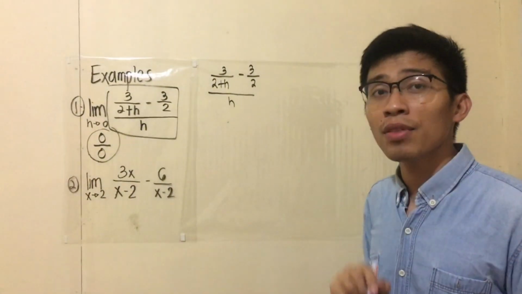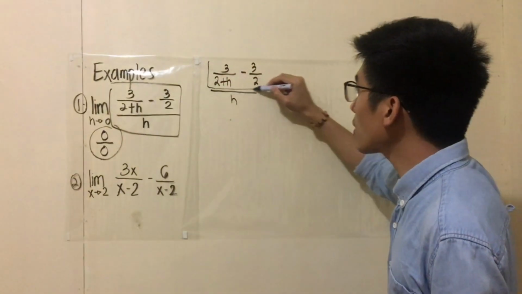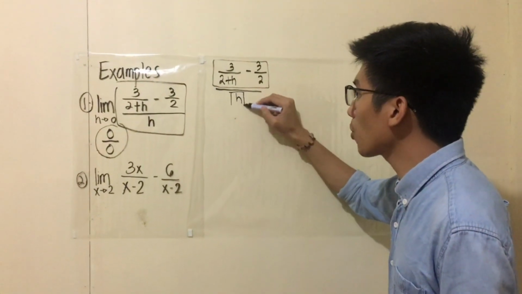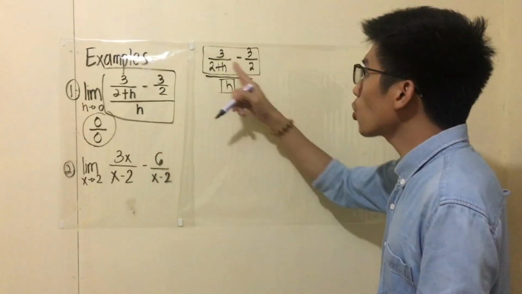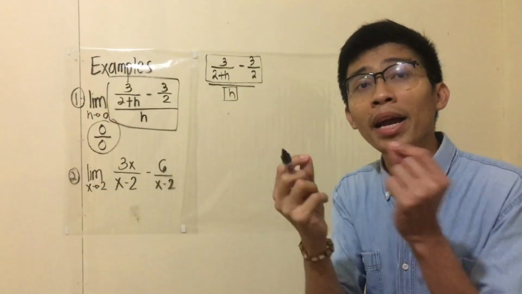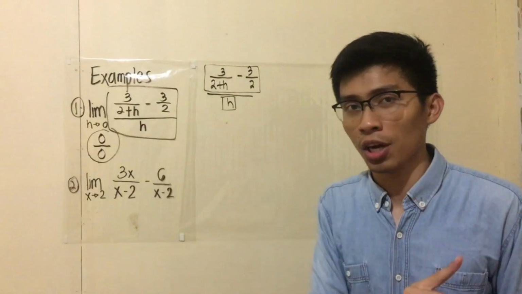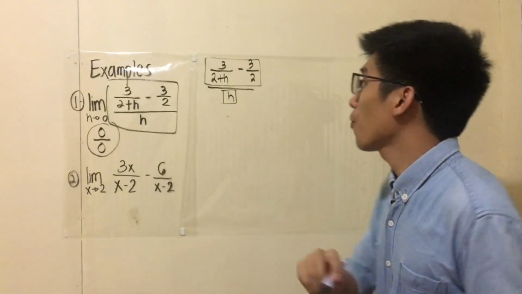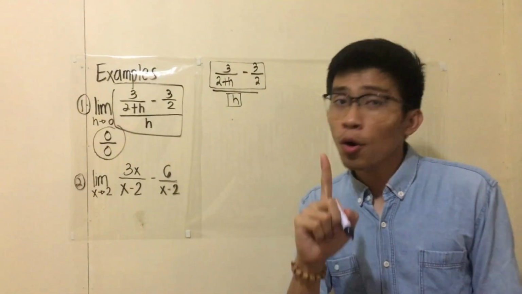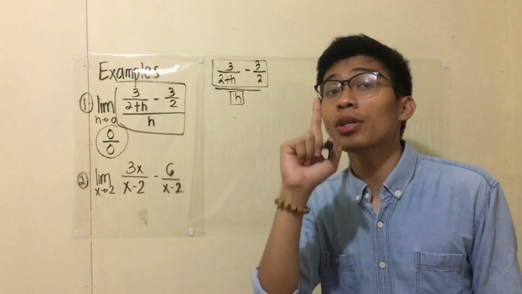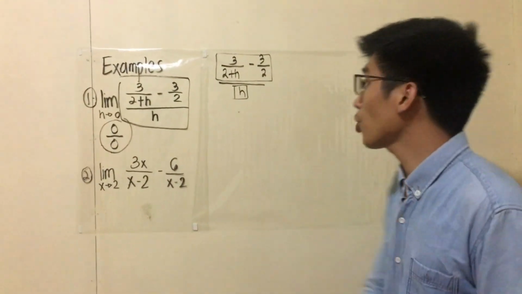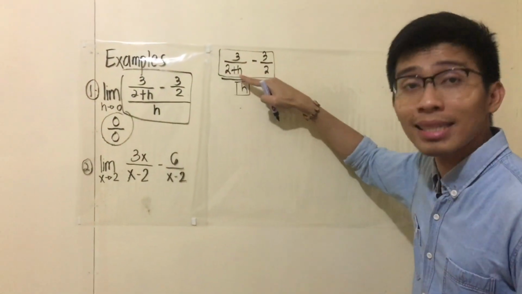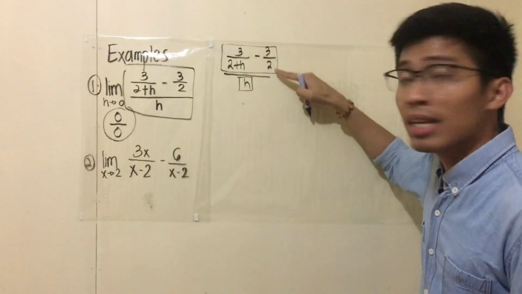Take note, you have this numerator. This is the entire numerator, ladies and gentlemen. And your denominator is h, okay? So what are we going to do? Let's combine our numerator as one fraction. Again, combine your numerator as one fraction. Meaning, we are going to look for the LCD or the least common denominator. Your numerator is in the form of 3 all over 2 plus h minus 3 halves.